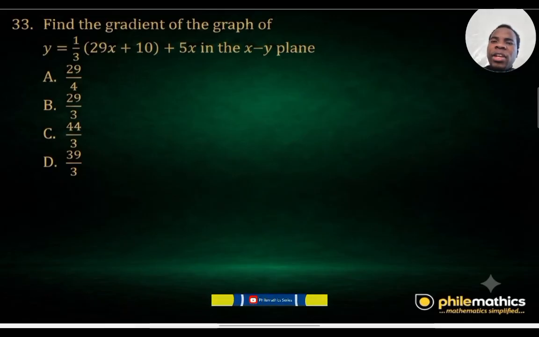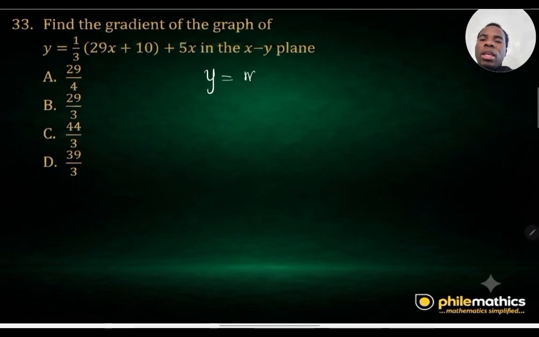It says find the gradient of the graph of y equals 1/3 (29x plus 10 plus 5x) in the xy plane. For you to solve this correctly, you need to know the standard way of writing the gradient of a line. The formula is y equals mx plus c, where m is the gradient and c is the intercept.